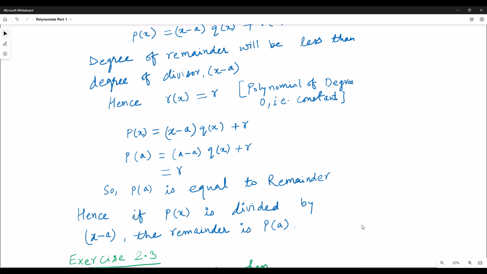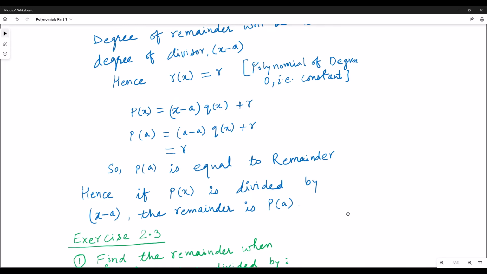So if p(a) is 0, it means if you divide p(x) by x minus a, the remainder is p(a), and if the remainder p(a) is 0, there is no remainder, so x minus a is a factor. So from the remainder theorem we get the proof of the factor theorem that we will learn later. We have come with two exercises. So first do the exercise, pause the video and come back again.